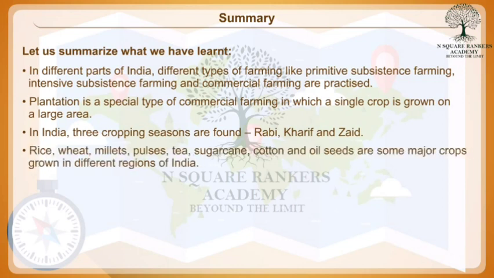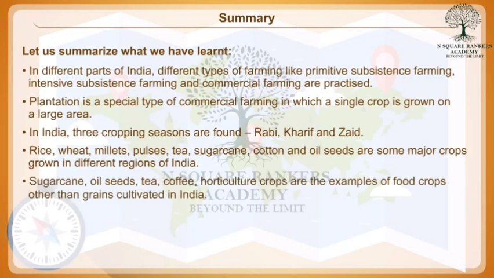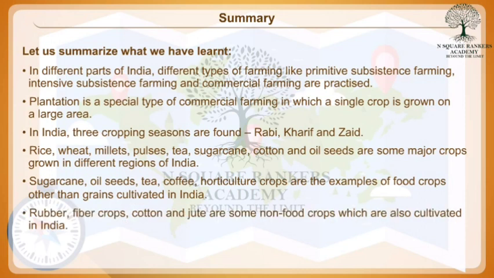Rice, wheat, millets, pulses, tea, sugarcane, cotton and oil seeds are some major crops grown in different regions of India. Sugarcane, oilseeds, tea, coffee and horticulture crops are the examples of food crops other than grains cultivated in India. Rubber, fiber crops, cotton and jute are some non-food crops which are also cultivated in India.